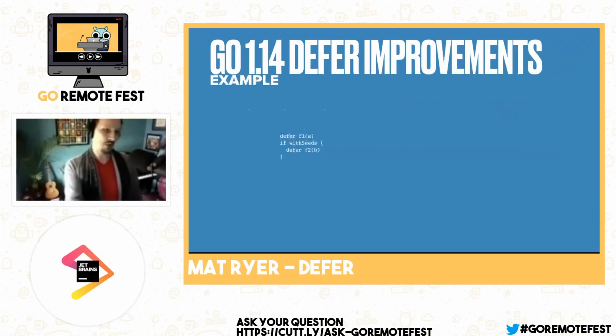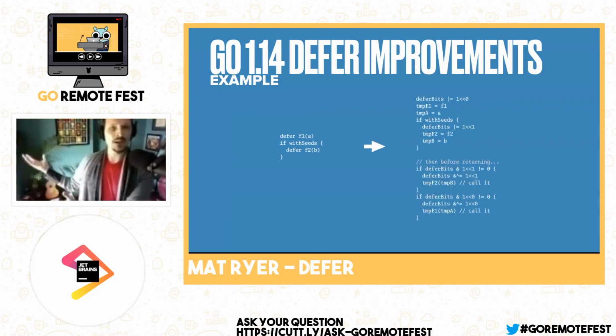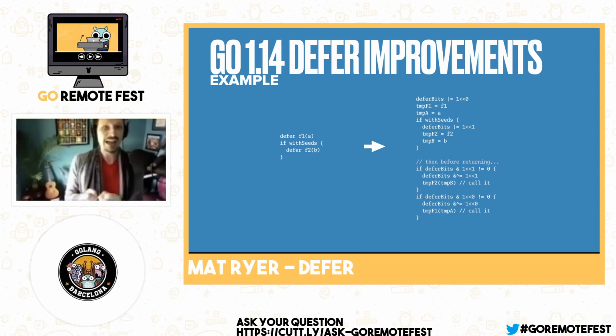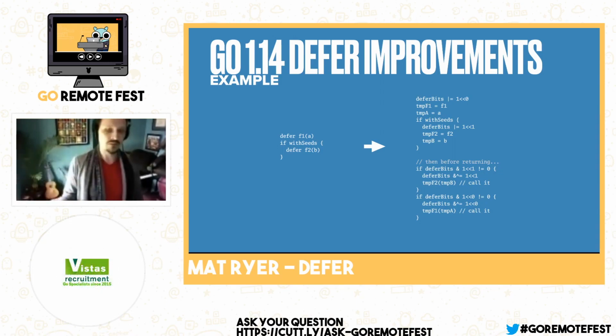So back to our example, a more simplified example. If we have this condition, it'll turn into something like this, where we have these defer bits. If with seeds is true, then we're going to set that bit for that one. And then later we can check those bits and call the appropriate function. So it's a very cool way of solving this and optimizing it. And it's nice, of course, that we don't have to know about this, really. We can just write the code.